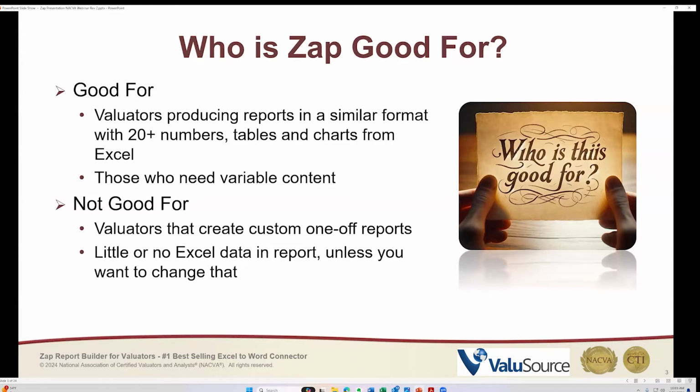So evaluators that are producing reports in a similar format with data from Excel, and we say, if you've got more than 20 plus numbers, tables, and charts from Excel in your report, then this is a really great way to do that. And also those of you that are doing variable content, and you all are. In other words, the example I use is some reports have a DLOM, some don't. And usually what we hear evaluators are doing is, you'll go to a report that had a DLOM section in it, open it, copy and paste it, and put it in your new report. And that's sort of the way that the process goes. This helps automate that.